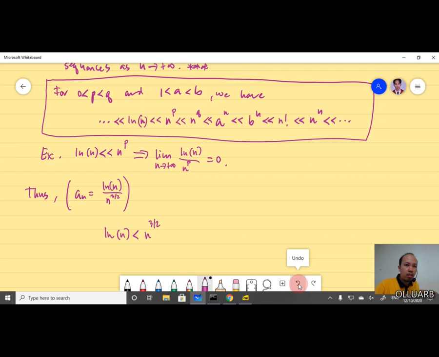No, I'm sorry. Can I undo this one? Our denominator satisfies this one. Our a n satisfies this one. Let's try another color.